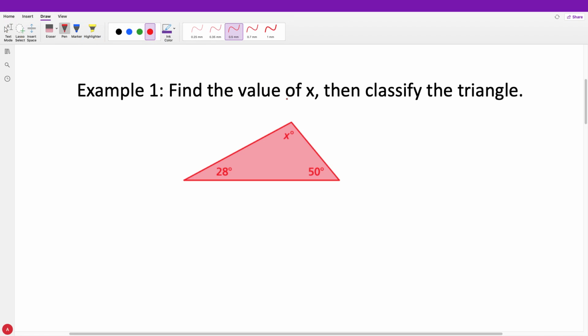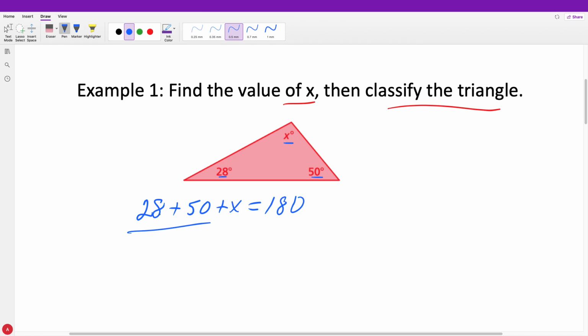Okay, so for this problem here, it says find the value of x and then classify the triangle. So when I look at this, I see I have x degrees for this angle, 50 degrees for this one, and 28 degrees for this one. Well, we know based on the triangle sum theorem that we just learned that the three angles add up to 180 degrees. So 28 plus 50 plus x is equal to 180 degrees. Well, 28 plus 50 is going to give me 78. So 78 plus x is equal to 180.